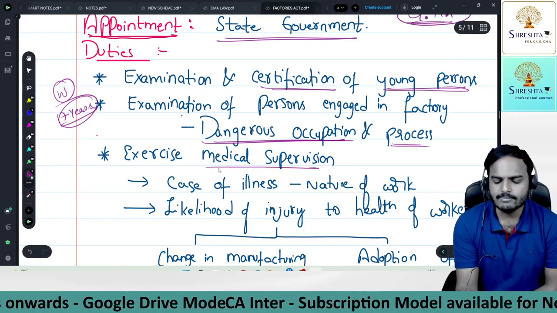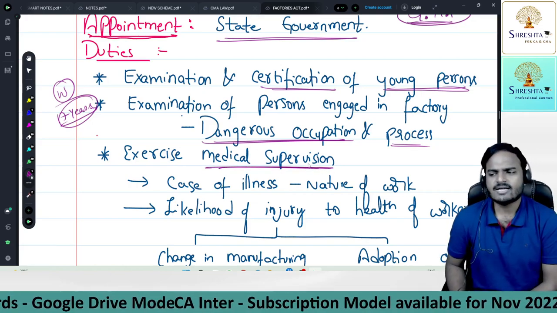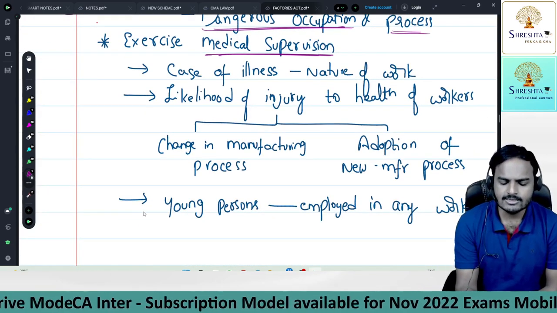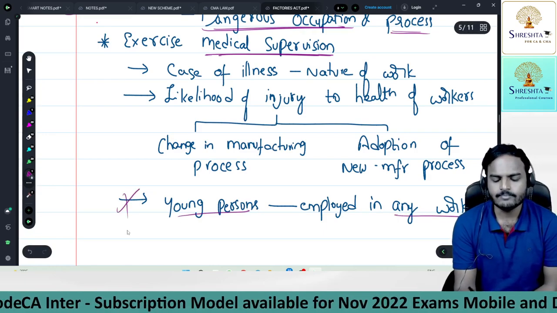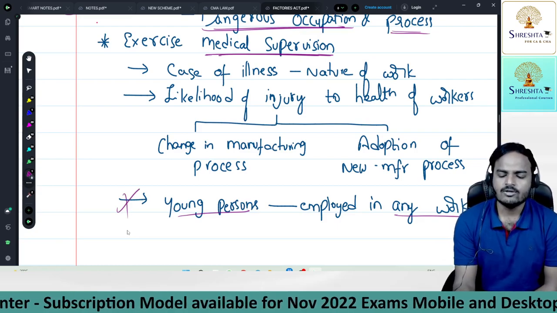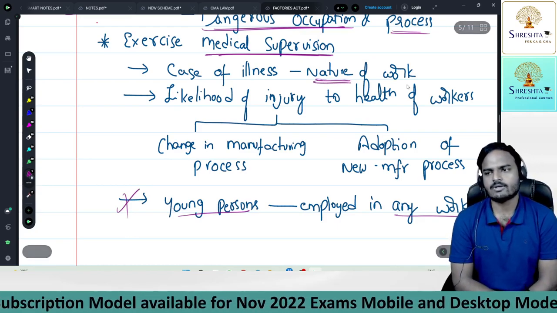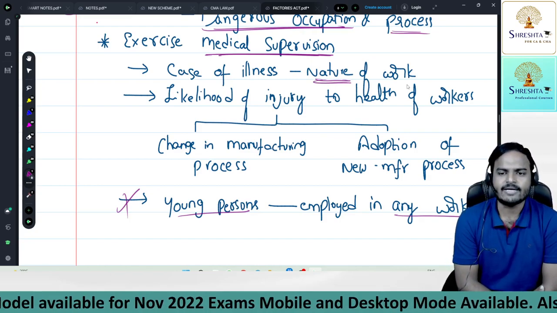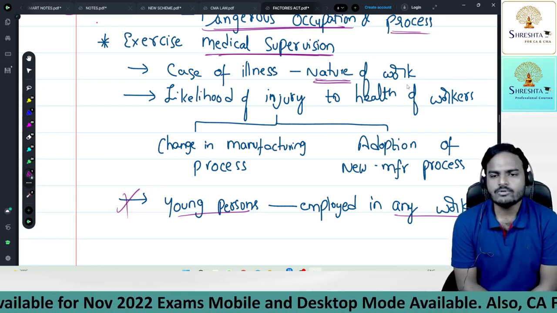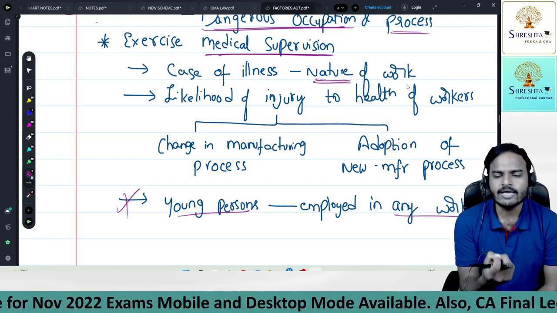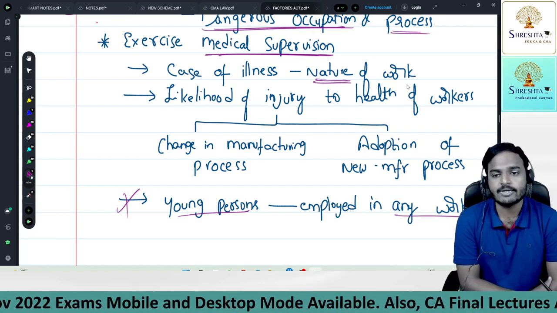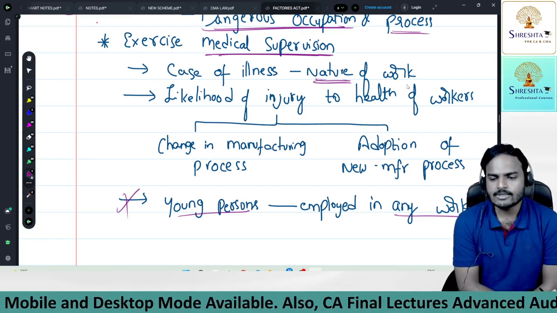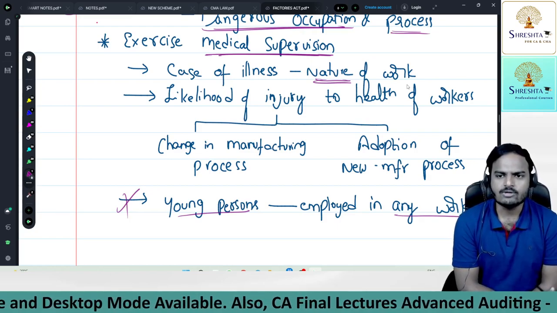Next one, exercise medical supervision. It's like a medical camp, so they may conduct medical supervision in the following cases. Already I discussed this point, young persons employed in any work, this is completed. And 2 points, in case of illness, what is the nature of the work? Particularly in glass manufacturing entities, the smoke they emit is very dangerous. If you breathe that smoke, it causes serious respiratory problems. So now a few employees fell sick. Reason: manufacturing process. Now they may conduct medical supervision.